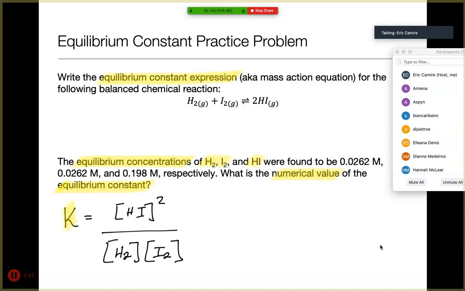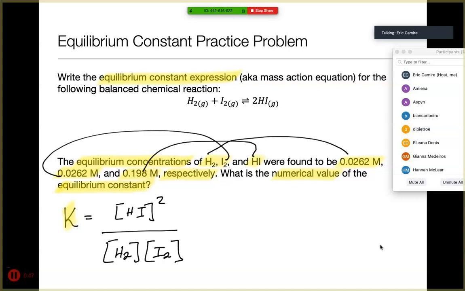And then it gives us some numbers. The 0.0262 molar, that's going to be the concentration of H2. There's the concentration of I2 and the concentration of HI, respectively. I don't know if people have seen that phrasing before. If you ever see that in literature, what that means is the first number that shows up is the first variable, the second number is the second variable, the third number is the third variable. That's what respectively means.